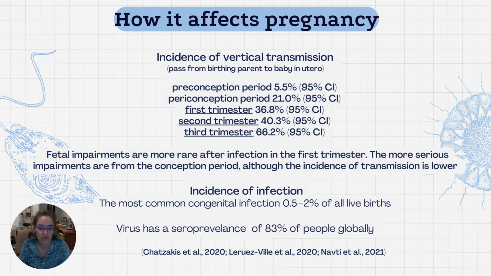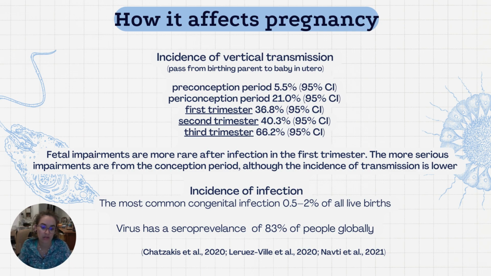It's important to note that the periconception period and the conception period, although lower in the incidence of vertical transmission, is when the most fetal impairments are going to happen, particularly all the way through the first trimester. And usually the impairments are more serious in nature.